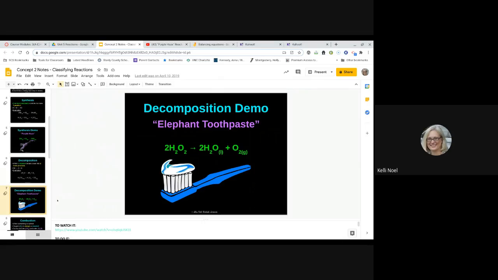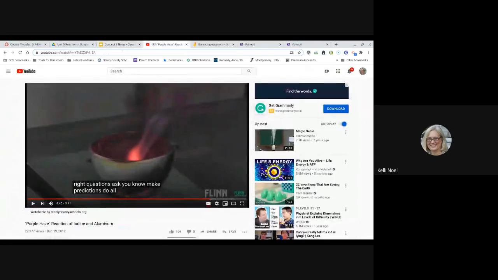Have you heard of elephant toothpaste? This is an example of this. So we'll see how quick this one is.